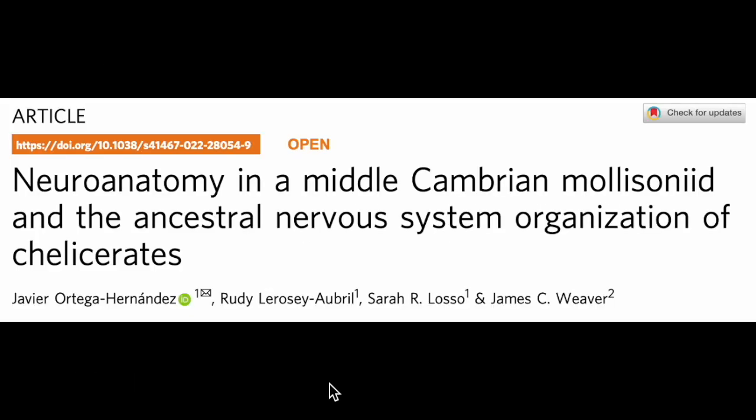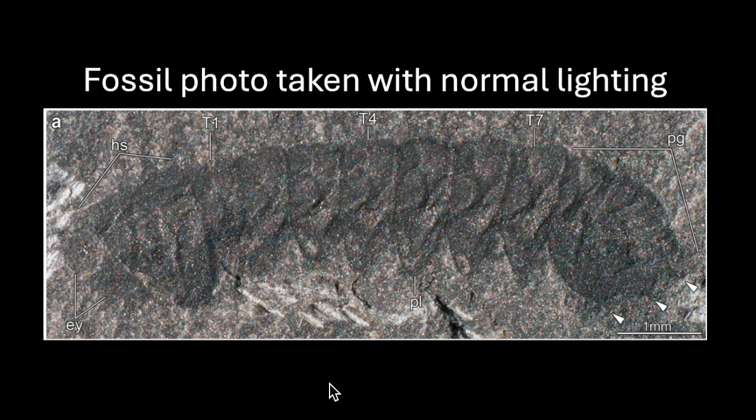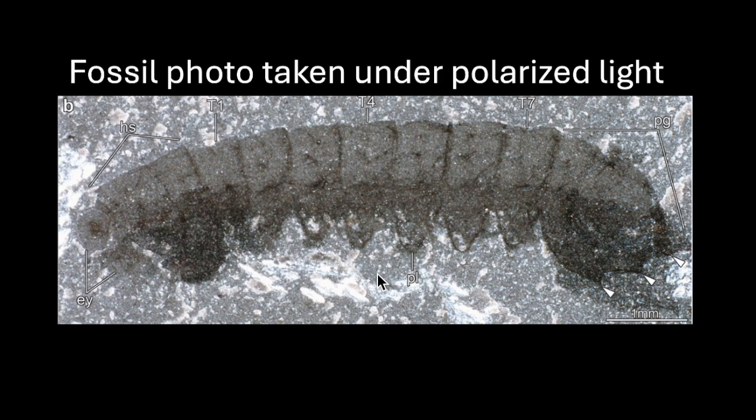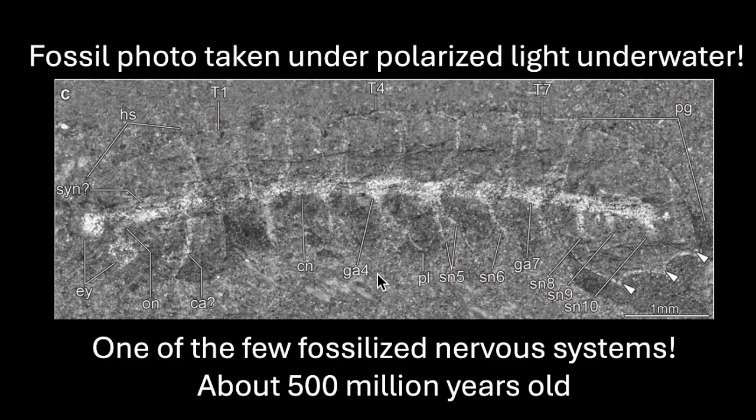But I found a paper when I was Googling around that actually finds a fossil. And this image is taken of the fossil under normal lighting conditions. This one is taken using polarized light. And then this one is taken with polarized light and with the fossil being underwater. And this is really cool because it highlights the nervous system of this creature, whatever it is. And this is approximated to be about 500 million years old. So this is just an inkling that central nervous systems have been around for that long, more than likely.